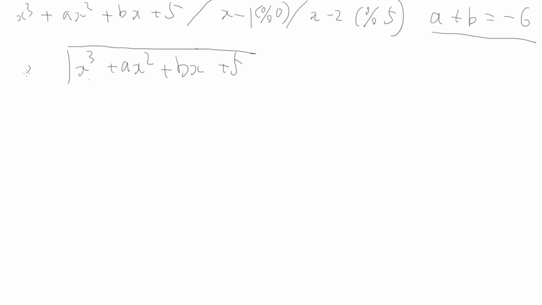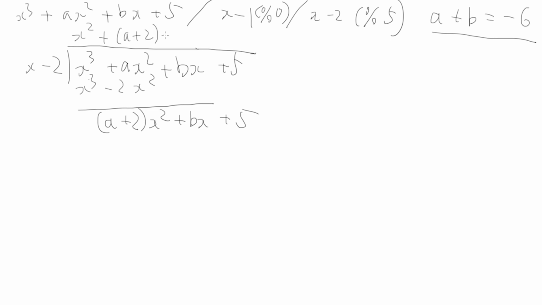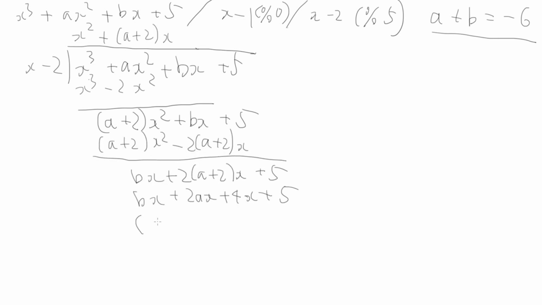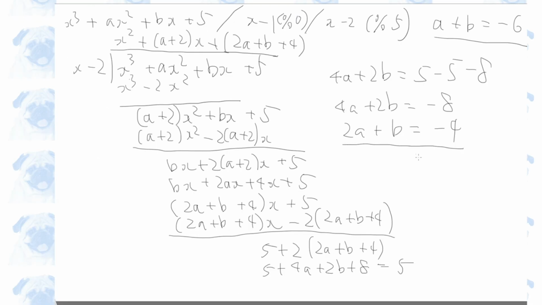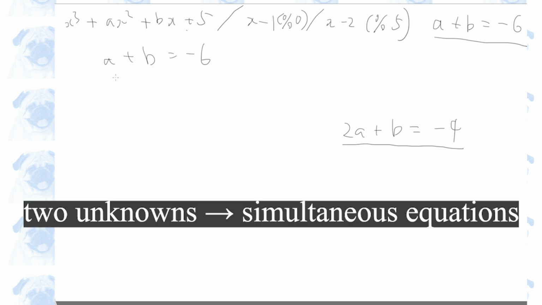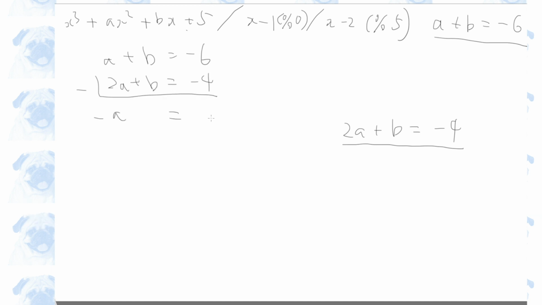And let's try the next divisor, x minus 2, the same stuff. And this whole expression must be equal to 5 because when divided by x minus 2, the remainder should be 5. So we end up with these two equations, and we basically have to solve them simultaneously. So we know that a is plus 2. That means b is going to be minus 8.